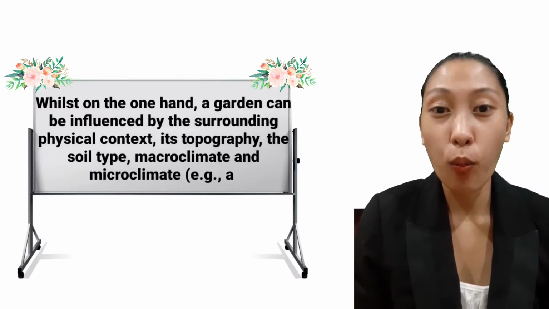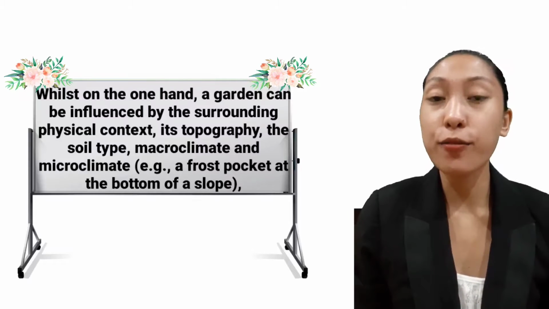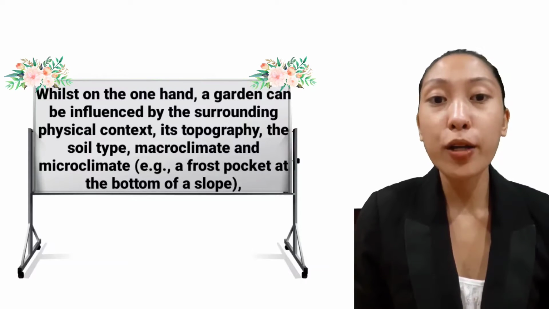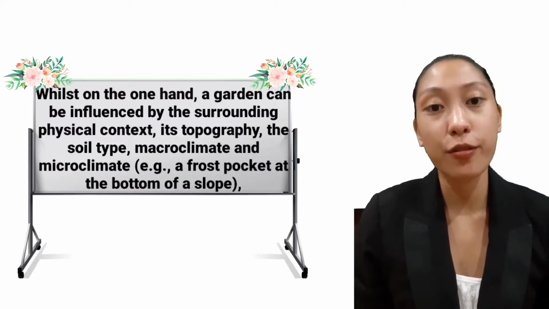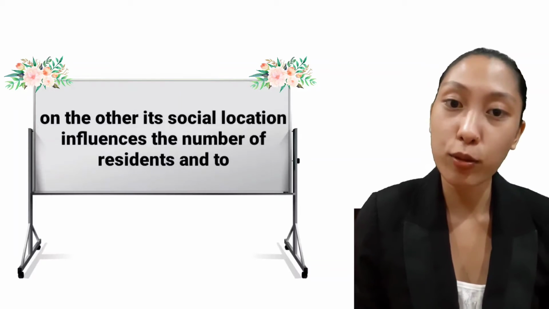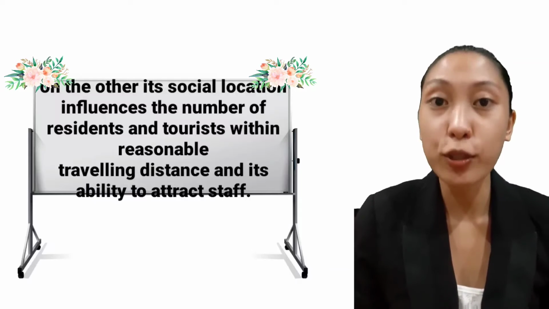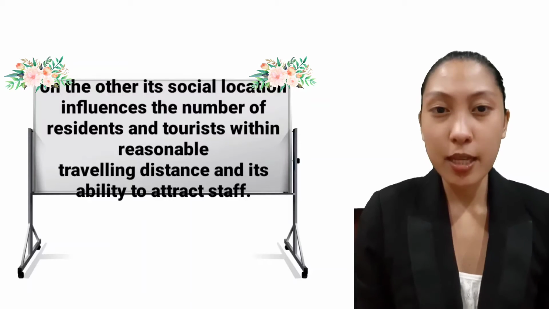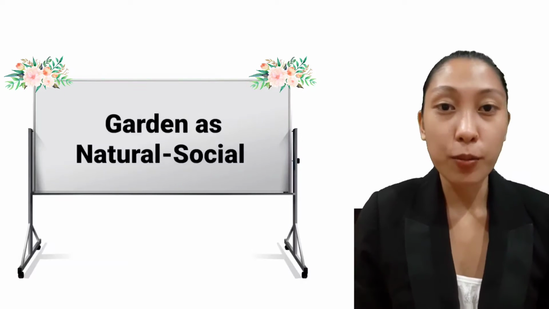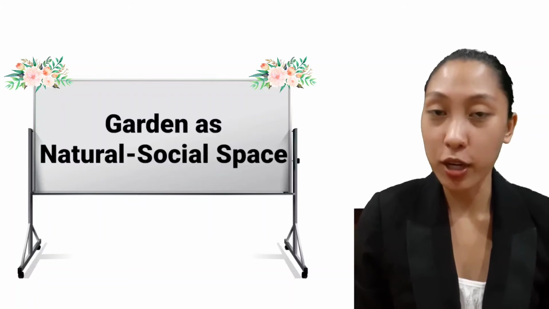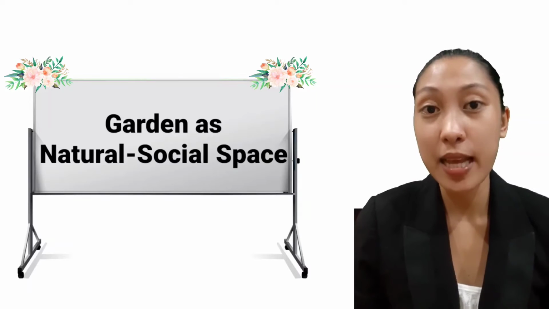Whilst on the one hand, a garden can be influenced by the surrounding physical context, its topography, the soil type, macroclimate and microclimate, for example a frost pocket at the bottom of a slope, on the other, its social location influences the number of residents and tourists within reasonable traveling distance and its ability to attract staff. Its position will also determine the level of competition from other gardens or attractions and whether collaboration in marketing or other aspects of management is possible.